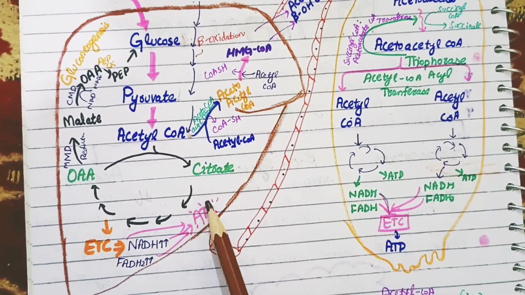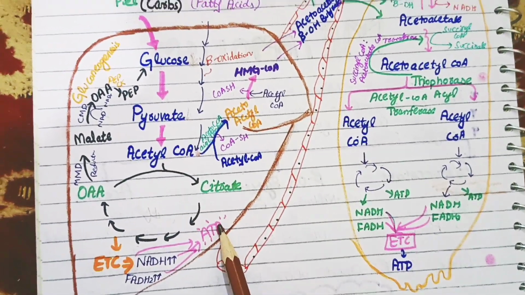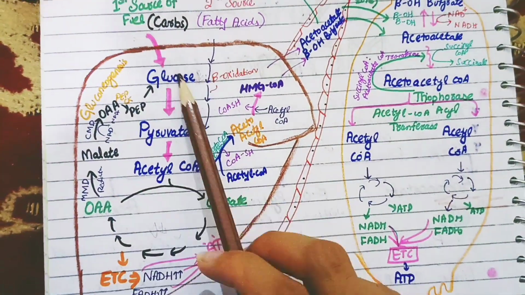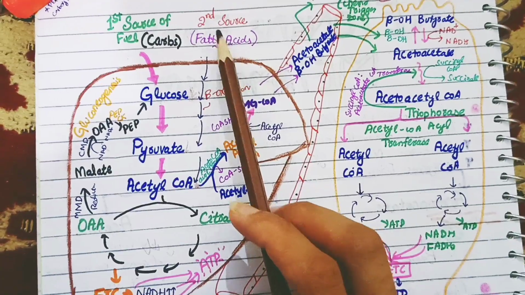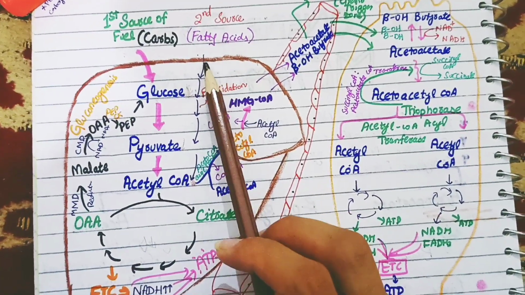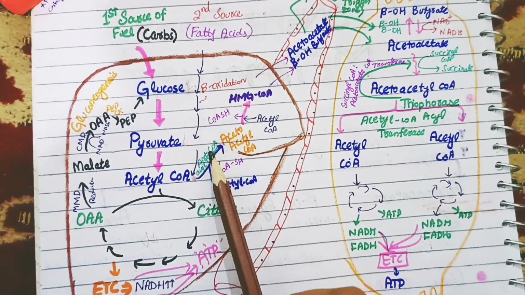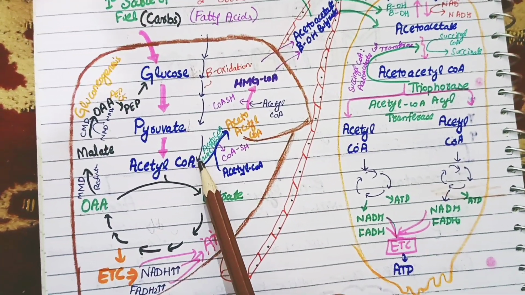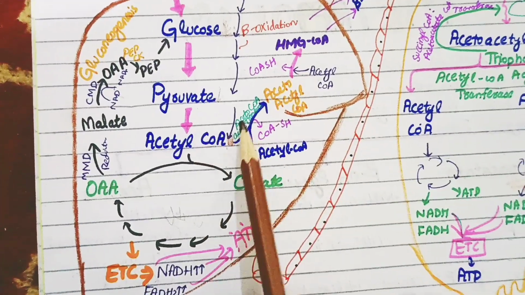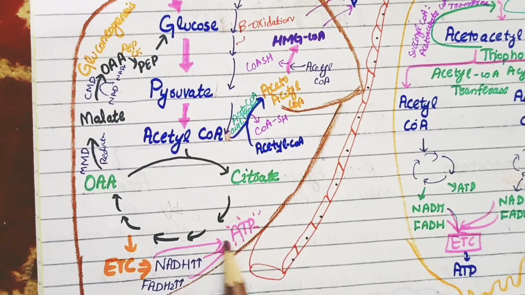When there is low energy in the cell due to less carbs or less glucose in the body, our body will use fatty acids as the second source of energy, and the fatty acids through beta oxidation will be converted into acetyl-CoA. Now this acetyl-CoA level will be increased. This increased acetyl-CoA will enter the Krebs cycle and will result in a greater amount of ATP production.